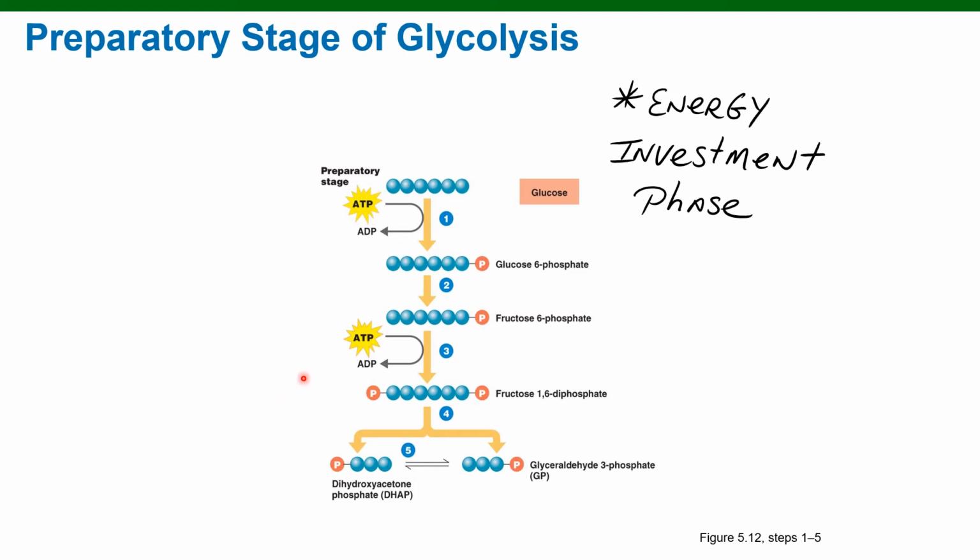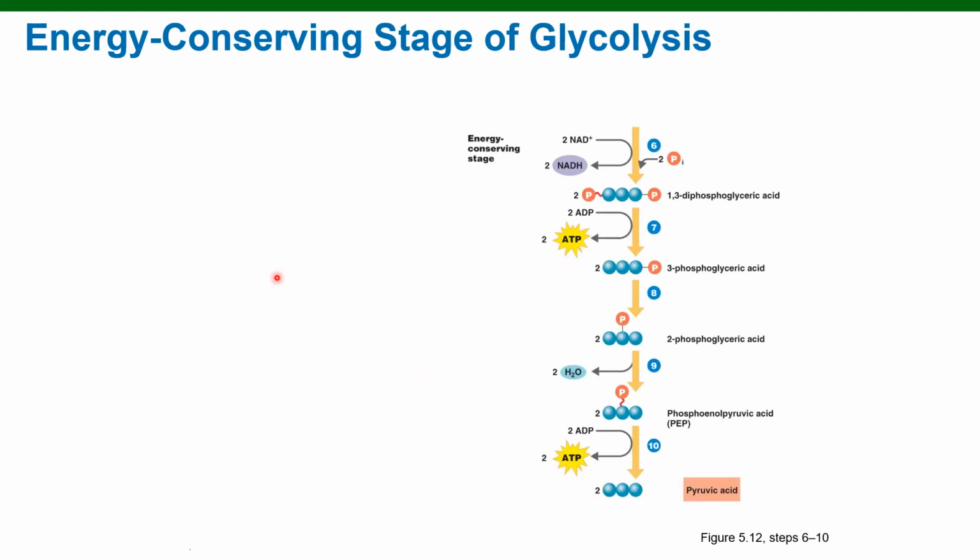Ultimately though, this will then be split into 2 3-carbon containing molecules, and then we'll move on to the final 5 steps. In the final 5 steps, we'll refer to this as the energy-conserving stage. Another way we could describe this would be to call it the energy-gaining phase. So this is where the payout happens energetically.